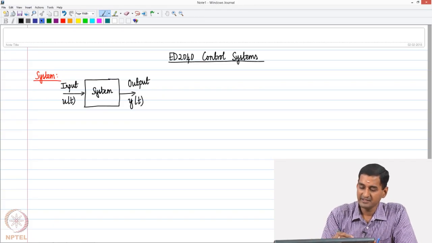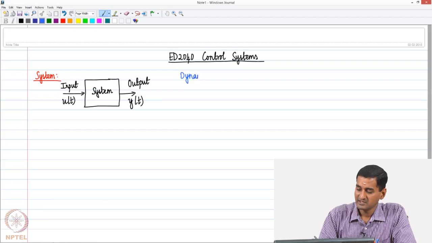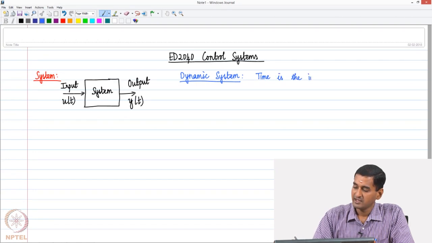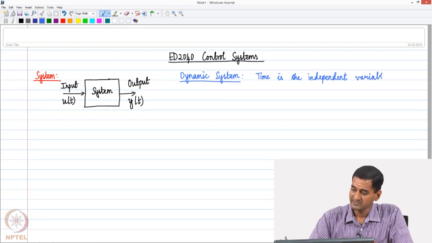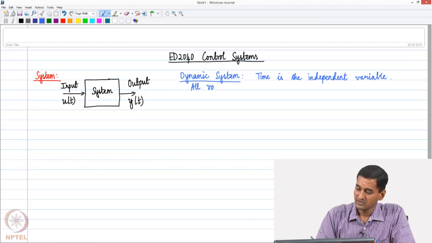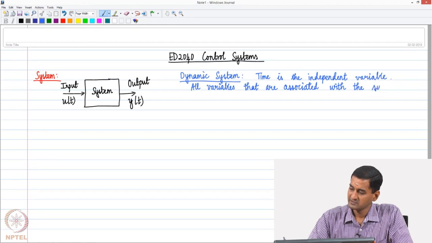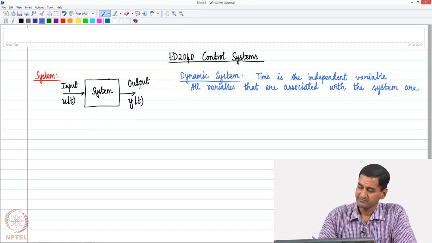This is typically called a dynamic system, in the sense that it essentially deals with variables, inputs and outputs, that are functions of time. As far as this dynamic system is concerned, time is the independent variable, and all other variables that are associated with the system are functions of time.